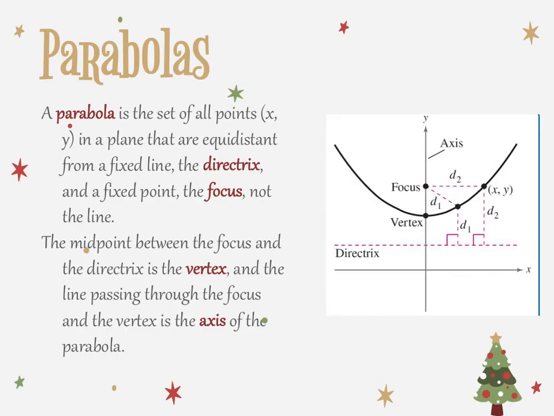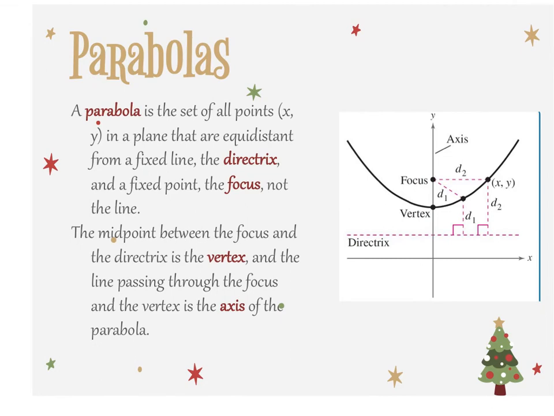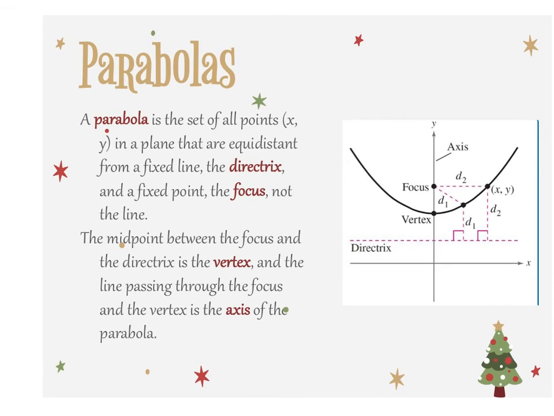So here we go on this slide. Here is the definition of a parabola, and it is the set of all points, x, y, in a plane that are equidistant from a fixed line. And this is the new part. That fixed line is called a directrix, and then the vertex is also going to be equidistant from a fixed point, which is called the focus.